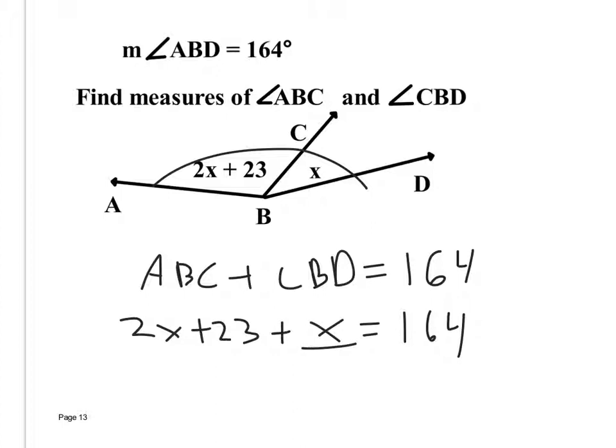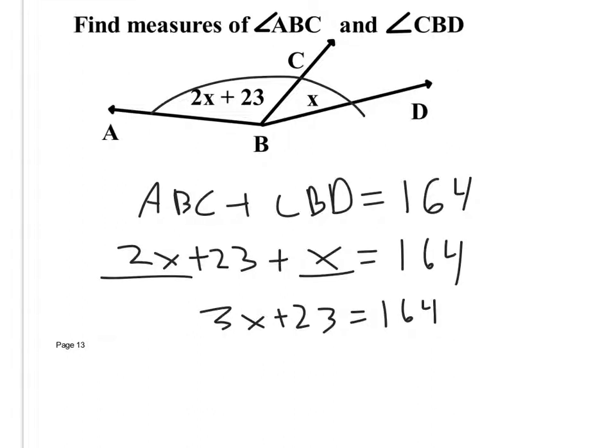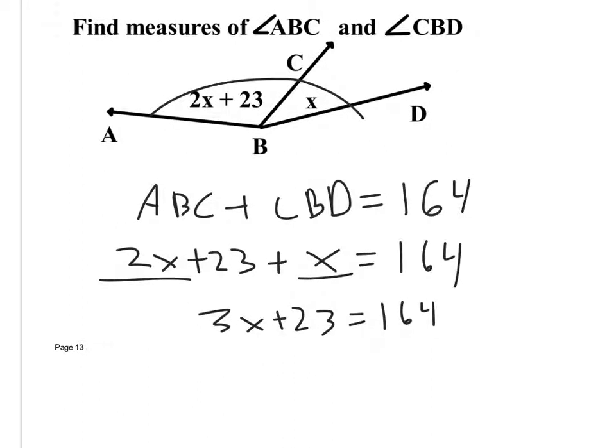So now, first thing I do is I can combine like terms. If I see two variables that are exactly the same, x and x, I add the numbers in front. So Cheyenne, what's 2x plus x? If you add numbers in front, 2x plus x. Good. 3x plus 23 gives you 164. And I'm going to move this up. How do I find out what x is?